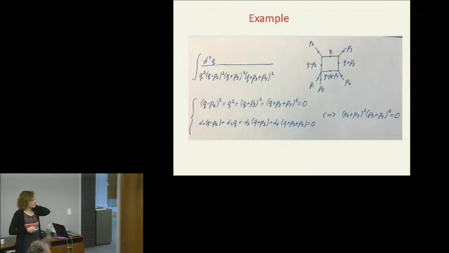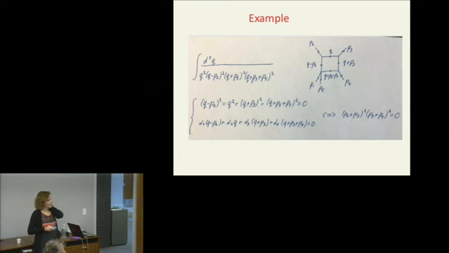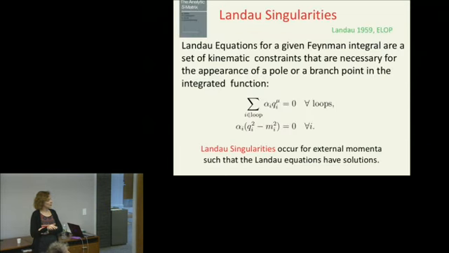If you're given an integral, perhaps an example would be best. So if you're given a one-loop 5-point integral like this, Landau equations tell you the location of these singularities, without doing the integral. So what are the Landau equations?